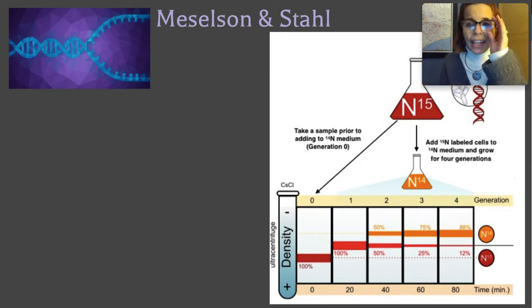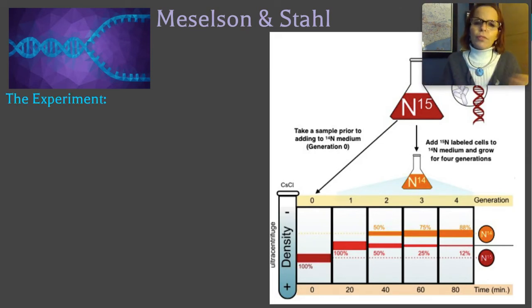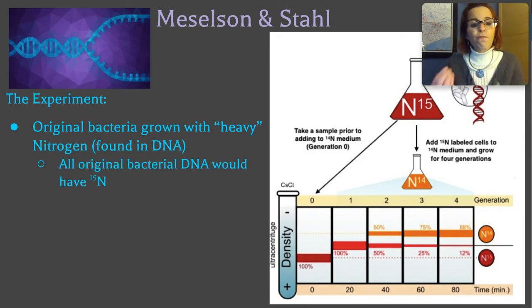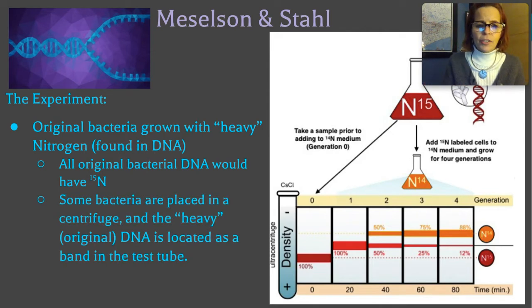So Meselson and Stahl come up with this absolutely ingenious way to figure out which of those is correct. They can't see the DNA. So this is what they do. They grow some bacteria with an isotope called heavy nitrogen, and it's nitrogen 15. All of the bacteria that are grown initially have been grown in this nitrogen 15. So that means that all of their DNA, which has nitrogen in it, has this heavy isotope.